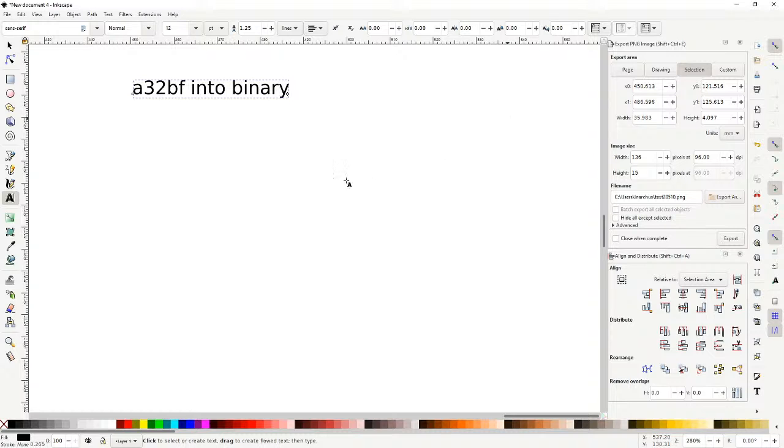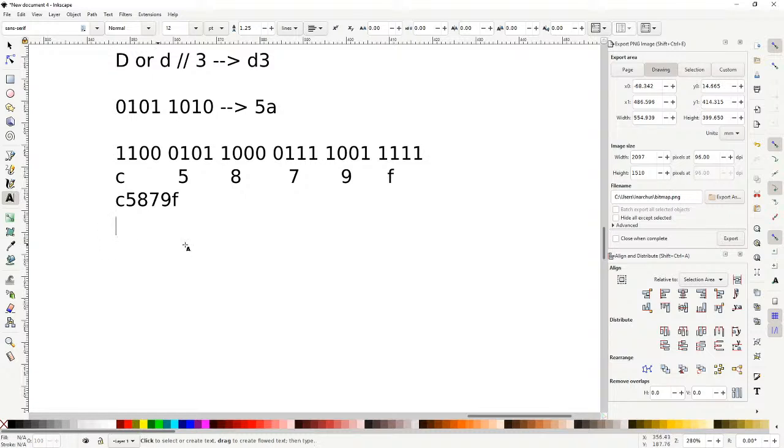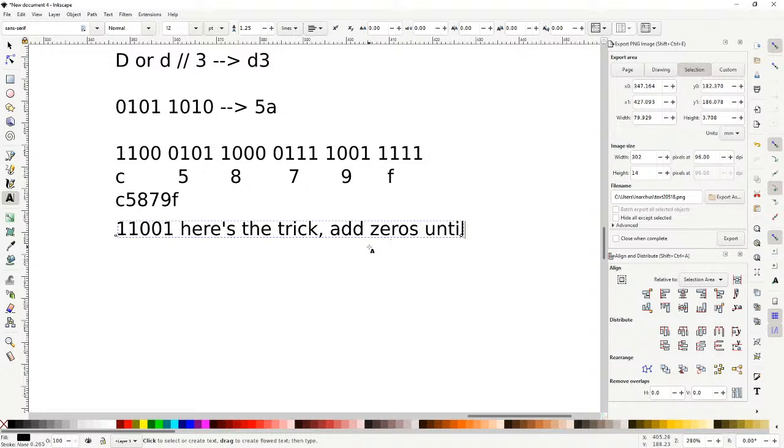What if you had an odd number of bits? That's a good question. That is something I should address right now. So if you had something like 1001, here's the trick. You add zeros until it has 8, or until it has a multiple of 4. So what you're actually going to do is go 0, 0, 0.